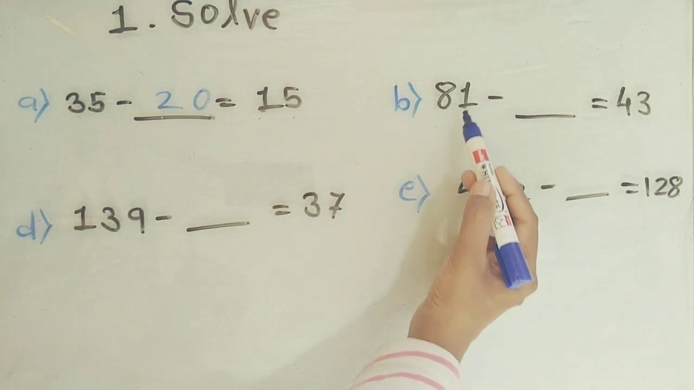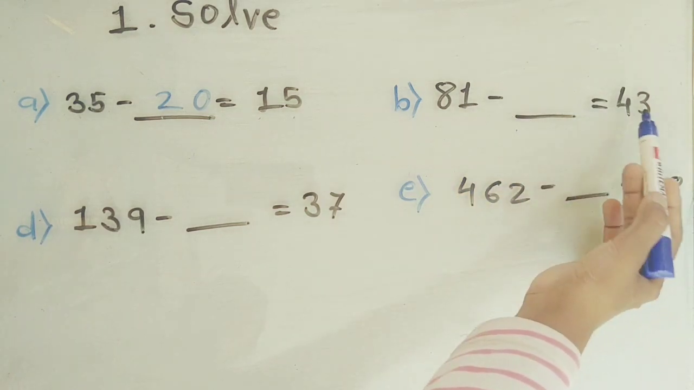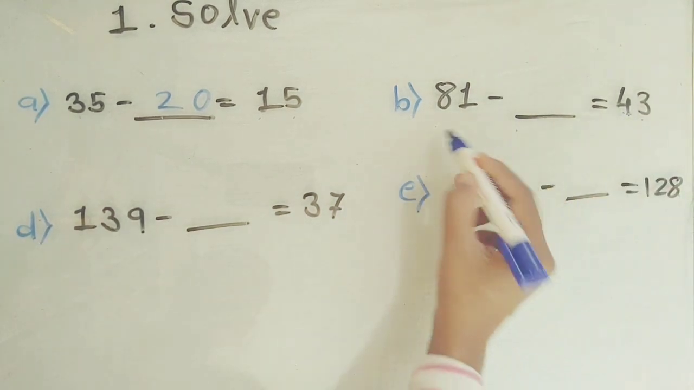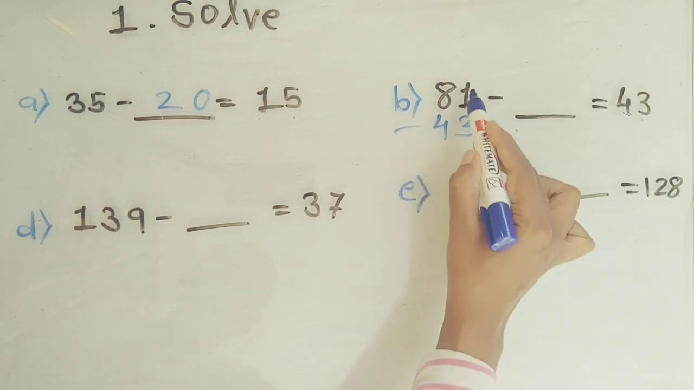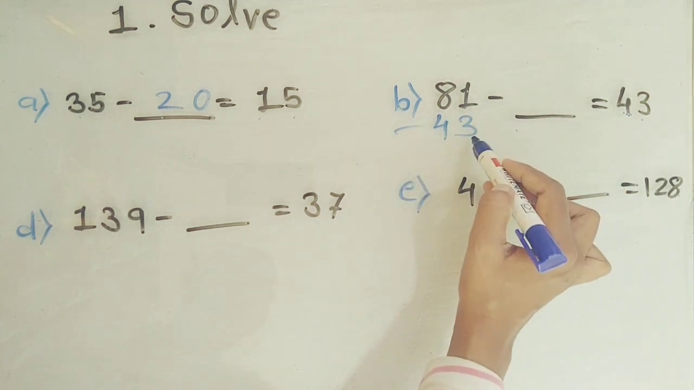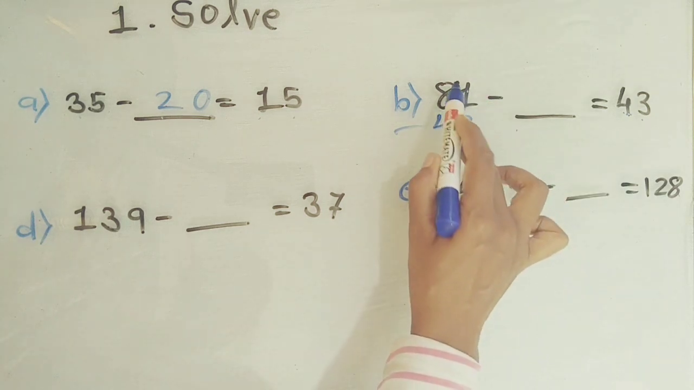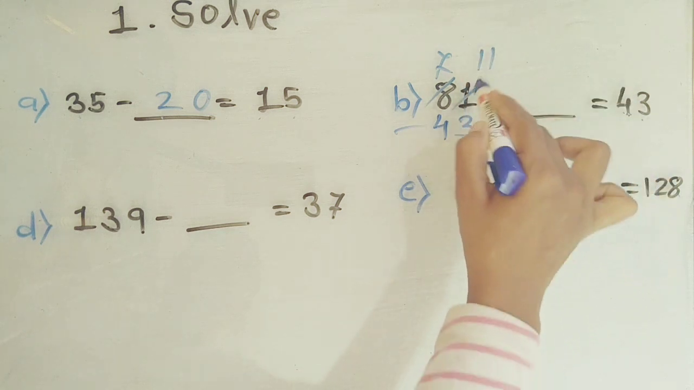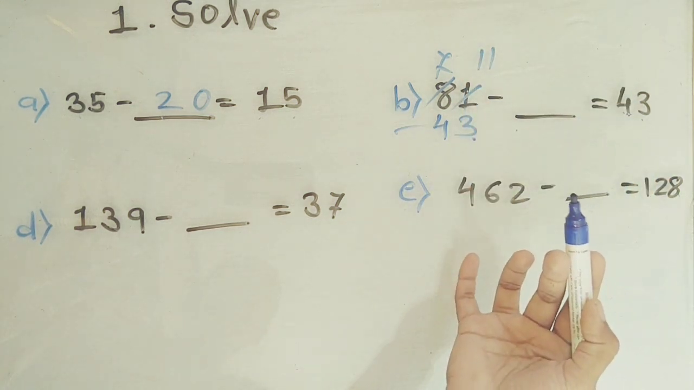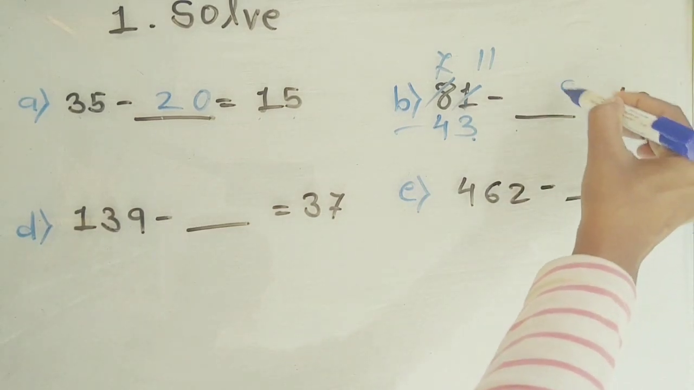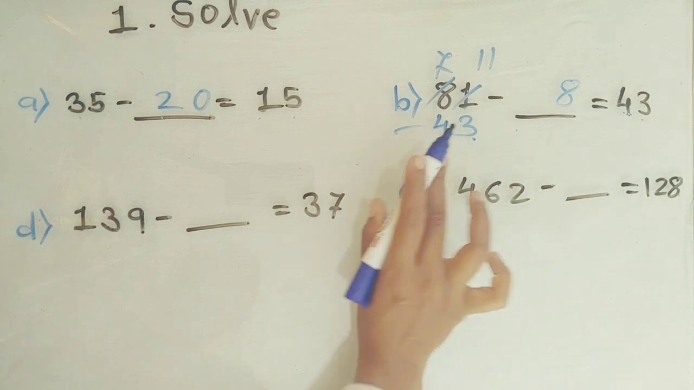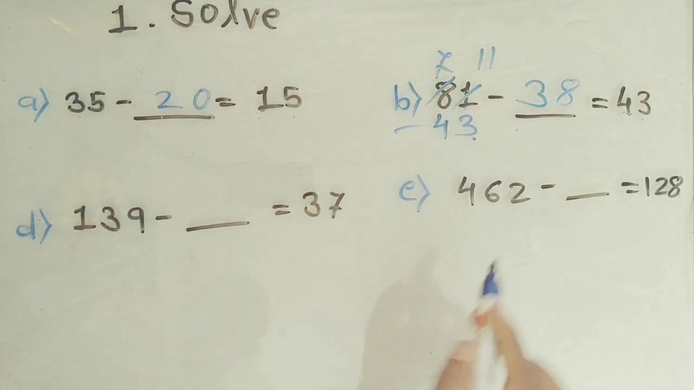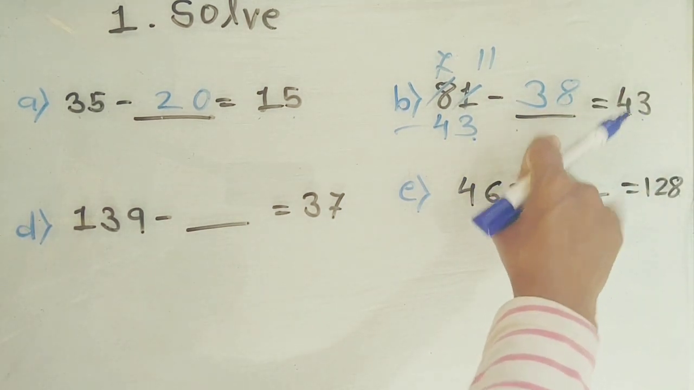Now see this next one. 81 minus what equals 43? Now see here, 43 we will subtract from 81. Now 1 minus 3, is it possible? No. So this 1 will ask for a borrow from this 8. This 8 will become 7 and this 1 will become 11. Now 11 minus 3 is equal to 8 and 7 minus 4 is equal to 3. Okay, so 38 will be the answer.